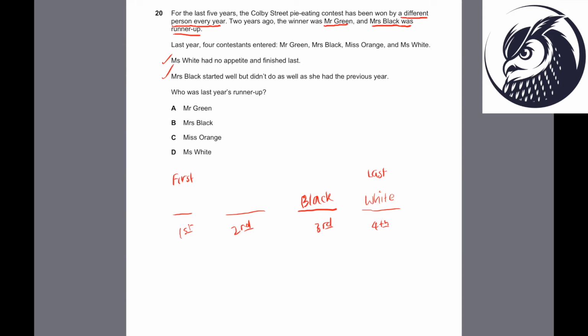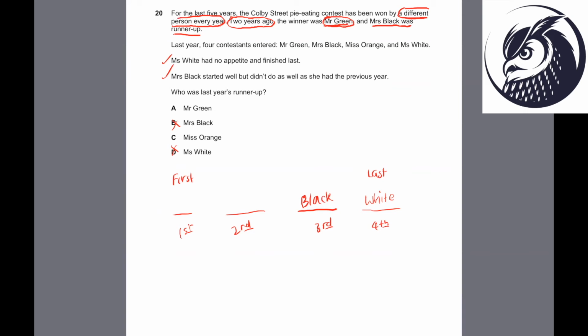So the question is now, who was last year's runner-up? We're only left with two options now, right? We know that the runner-up can't be Ms. White and it can't be Miss Black because they are third and fourth. It has to be between Mr. Green and Miss Orange. Now, we already know that Mr. Green was the winner 2 years ago. And each year, there's a different person who wins it.